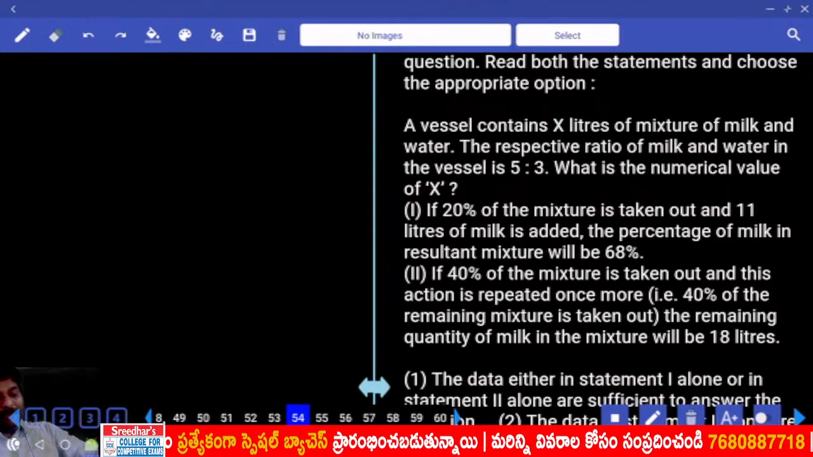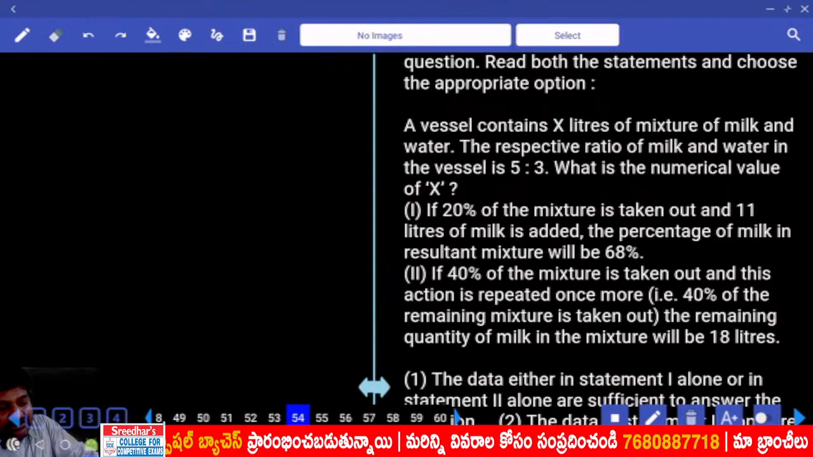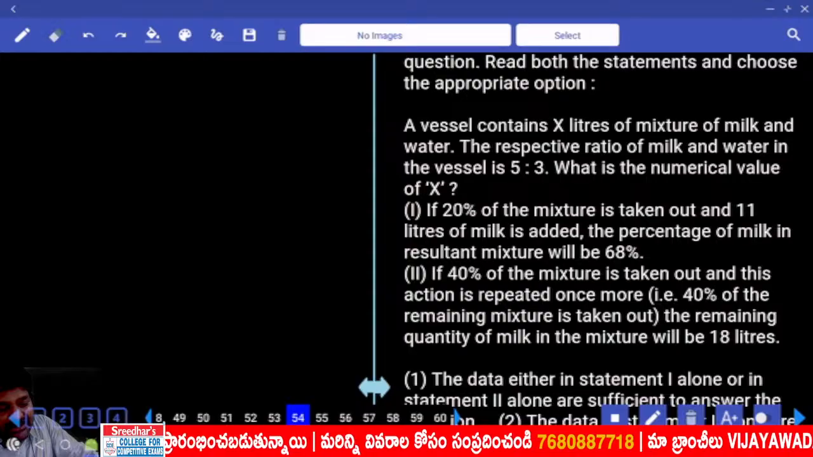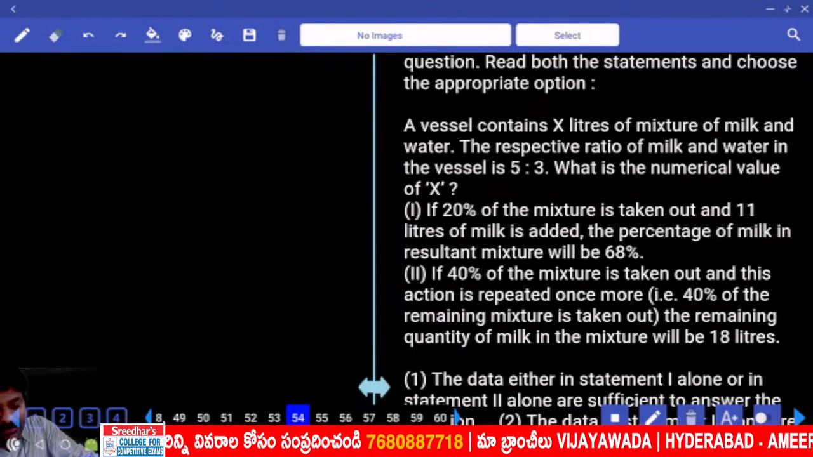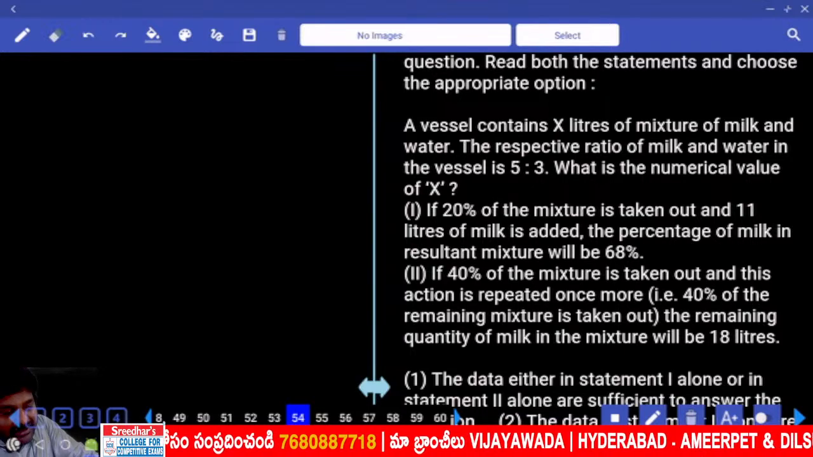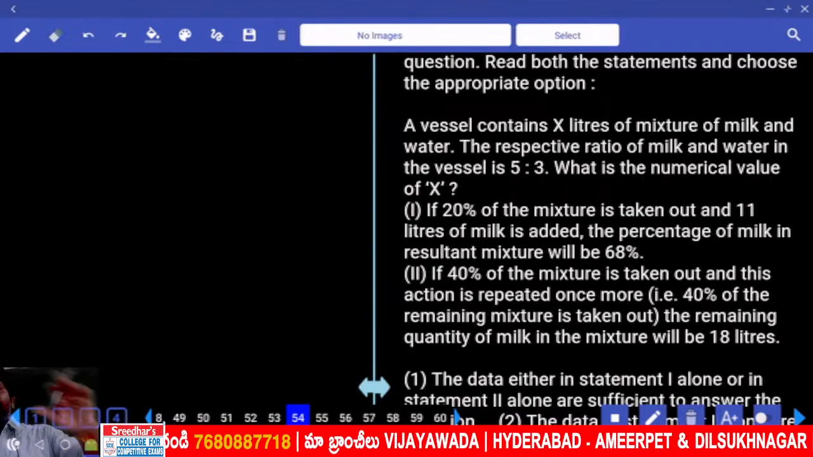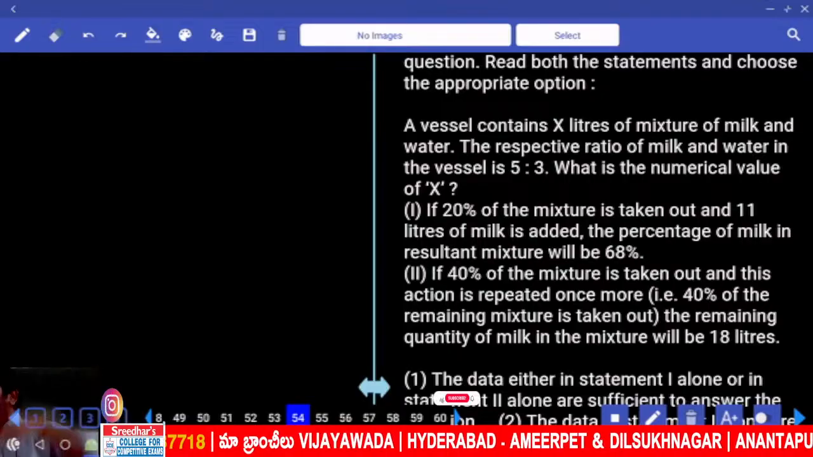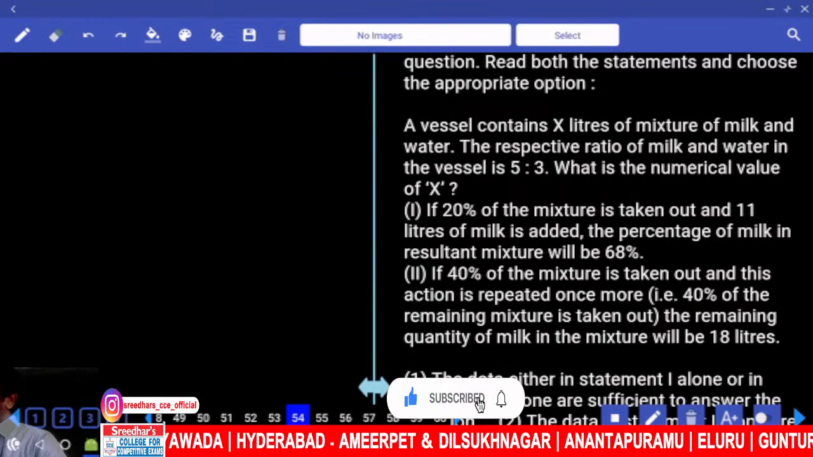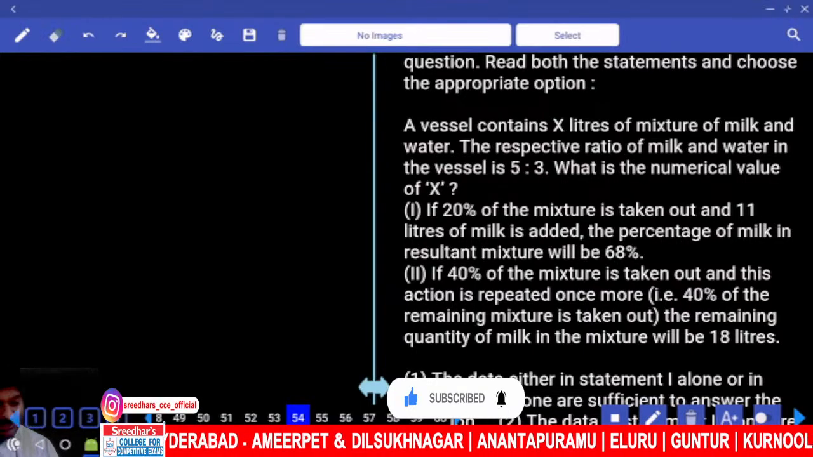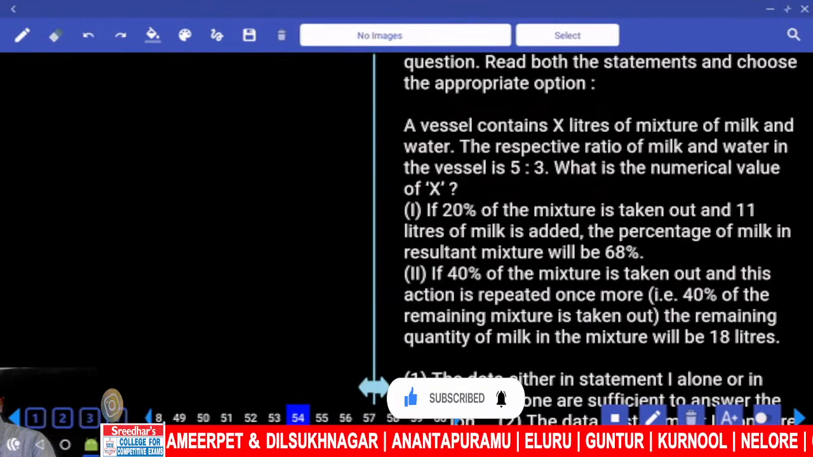Next. 40% of the mixture is taken out, and this action is repeated once more. That is, 40% of the mixture is taken out. The remaining quantity of milk in the mixture will be 18 liters. See, every time we are taking out, that's all. We are not adding any quantity. How much percentage are we taking out? 40%. Every time 40%, right?